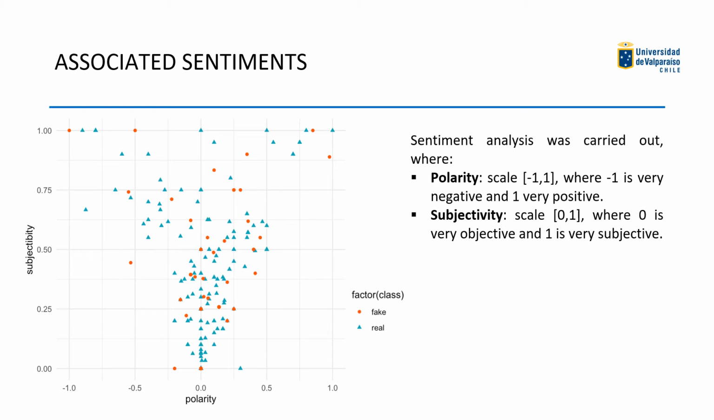Polarity is on a scale of -1 to 1, where -1 is very negative and 1 is very positive. Subjectivity is on a scale from 0 to 1, where 0 is very objective and 1 is very subjective. Note that 174 points have coordinates 0, 0, which means they are all neutral and very objective news.